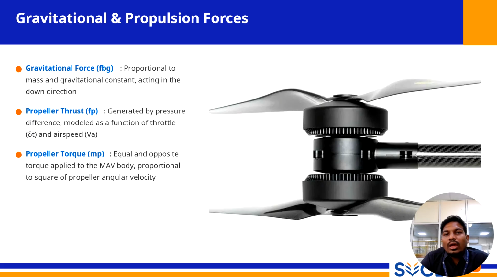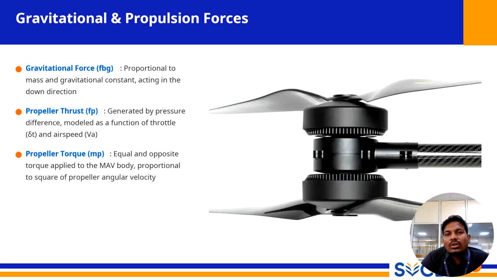However, the airspeed VA also plays a role. The efficiency of a propeller and the amount of thrust it produces can change depending on how fast the drone is already moving through the air. A sophisticated model will account for this effect.